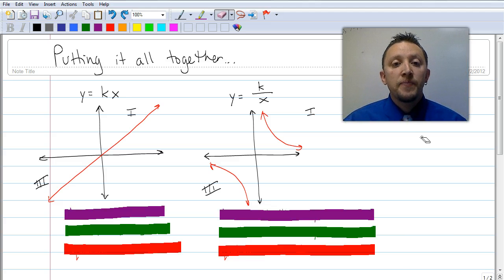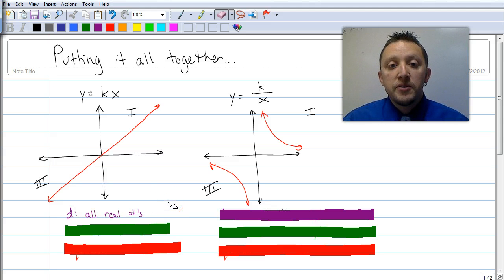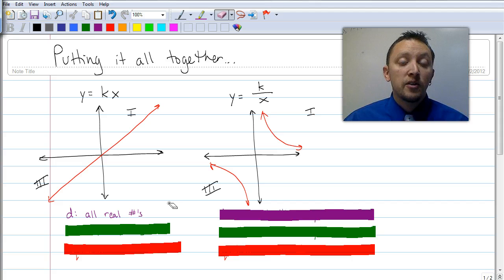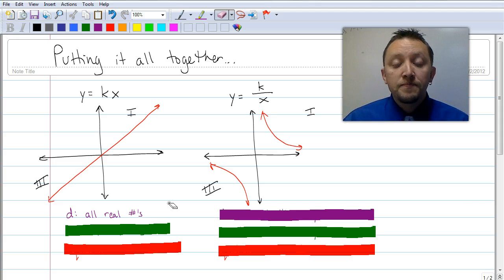Let's look at some other relationships that exist here. Let's look at the domains. The domain for the first graph, y equals k times x. Think about what that is. That's going to be all real numbers. It goes infinitely in both directions. It includes every point going infinitely to the left and infinitely to the right.